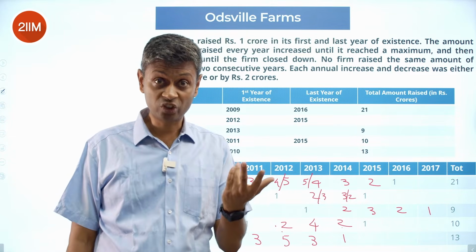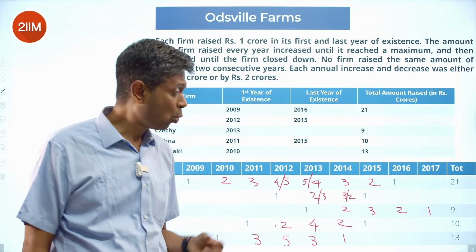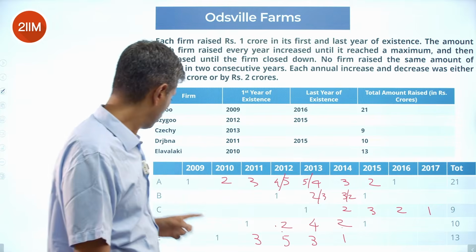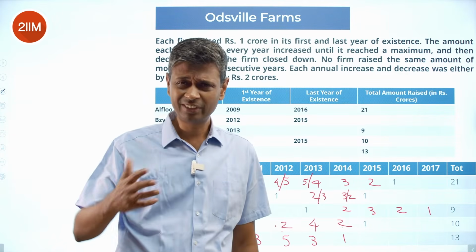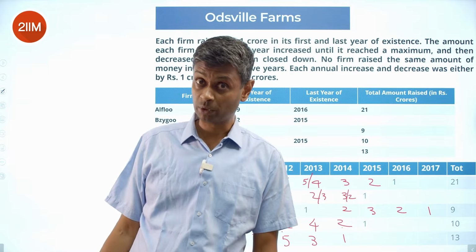Can we do it with 6 years? Can we do it with 7 years? That's what we need to think about. For E, only the total is given. For C, with only the total being 9, there's only one possibility. We figured that out. But for 13, it does look like there could be more than one possibility.